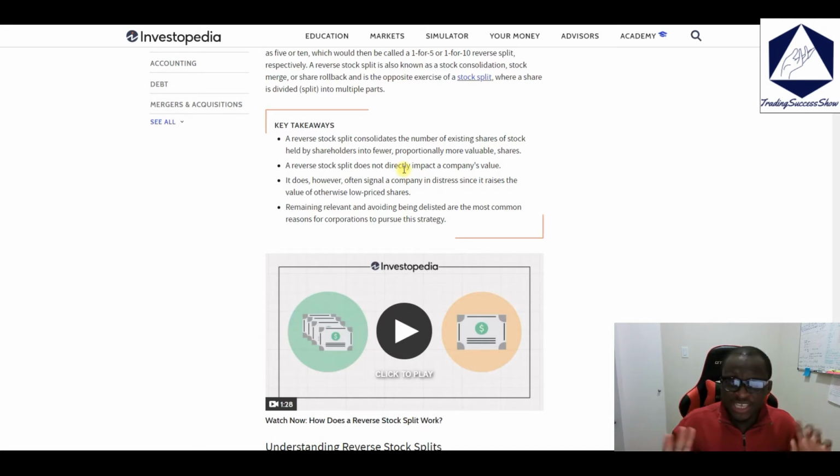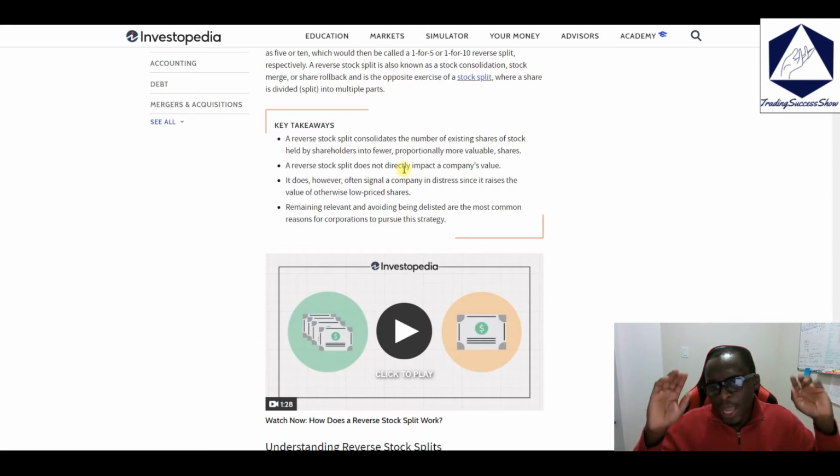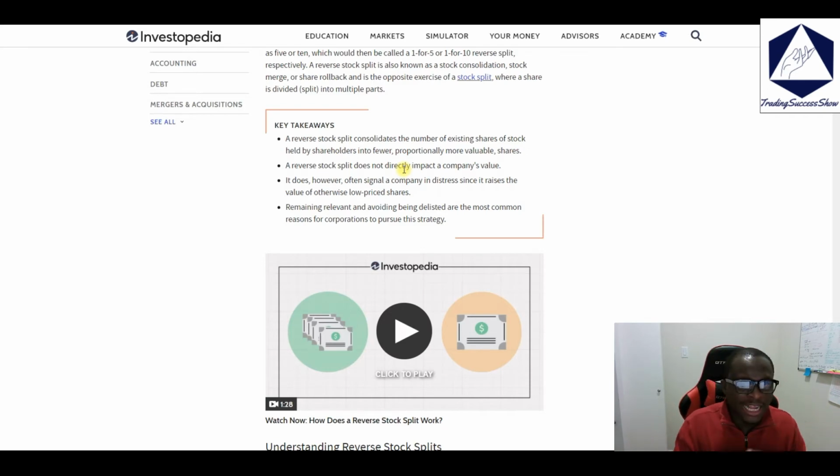You want to be investing in stocks like Facebook, Apple, stuff like that, Google. Those are the kind of companies you want to be investing in, rather than a company that does reverse splits over and over again. They will never do good. They will keep going down, and you keep reverse splitting.